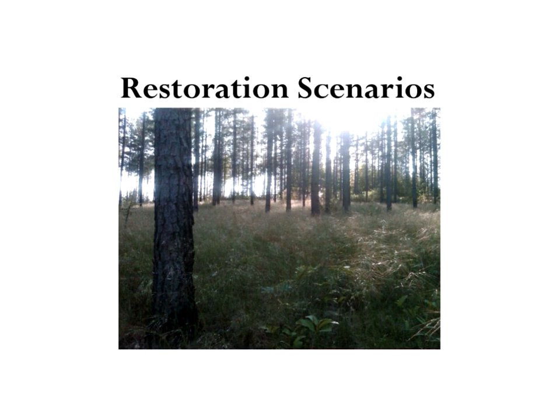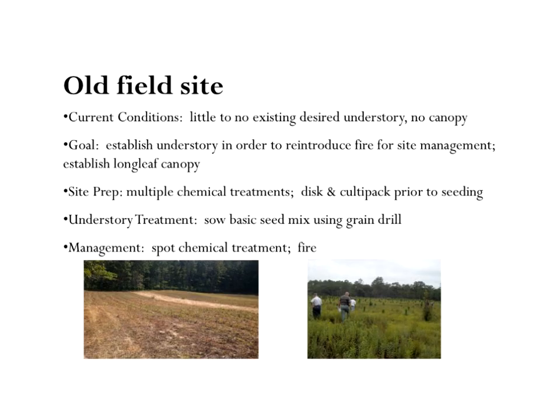So let's briefly go over some of the restoration scenarios. First off, let's say we have an old field site. The current conditions of the site: you have little to no existing desired understory and no canopy. What you want to get to is to establish understory in order to reintroduce fire for site management. So you're basically wanting to reintroduce a basic mix of understory species. And then you also want to establish a longleaf canopy as well. But we're just going to talk about the understory portion of that.